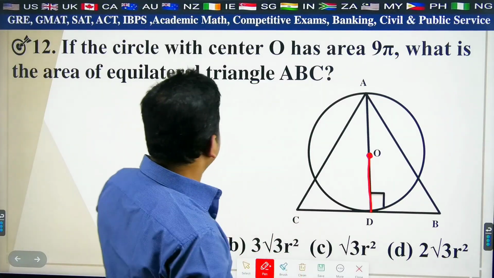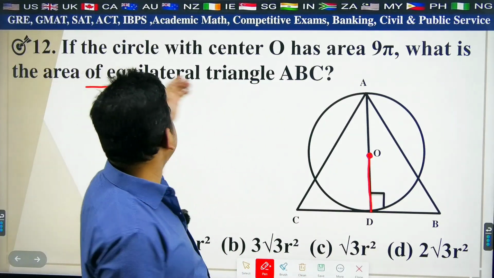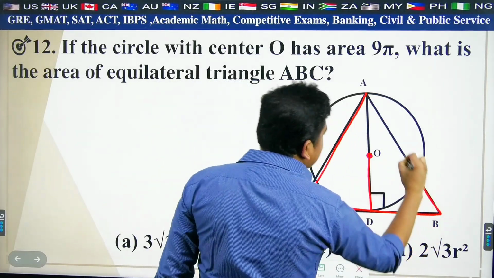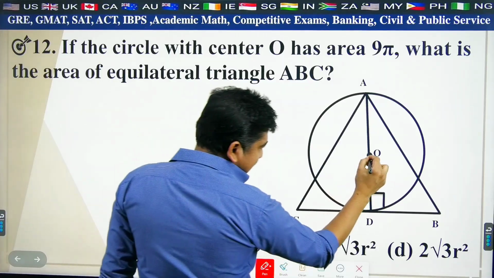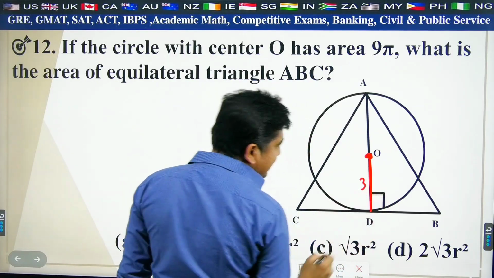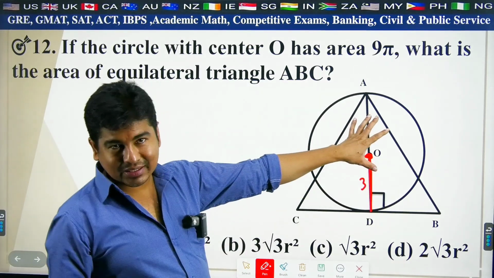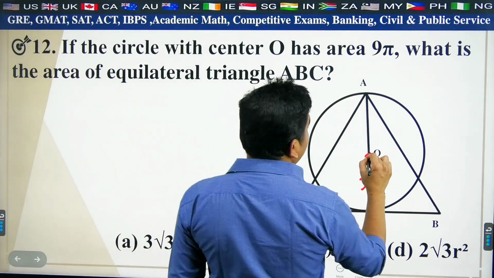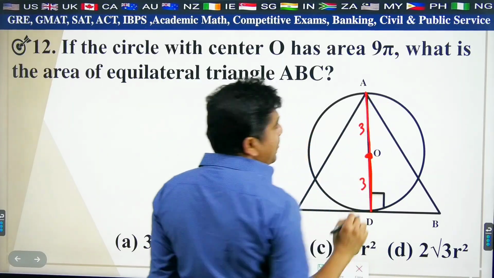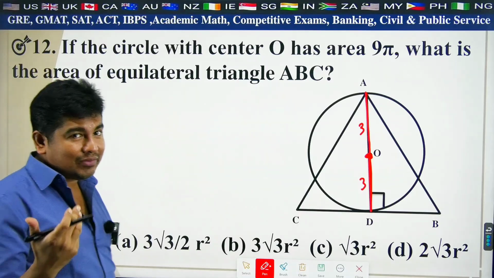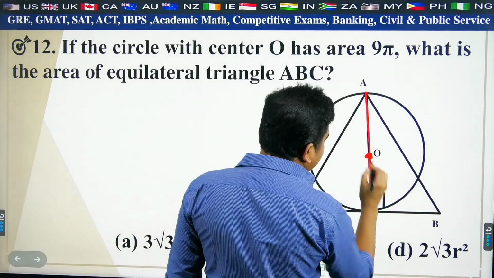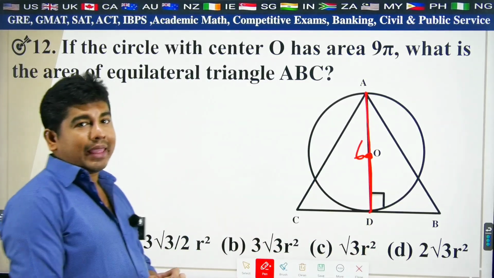What do we have to find out? The area of equilateral triangle ABC. Here, OD, the value of OD equals 3 because it is the radius of the circle. In the same way, the value of OA is also 3 because OA is another radius of this circle. So we can write 3 and 3, so AD equals 6.